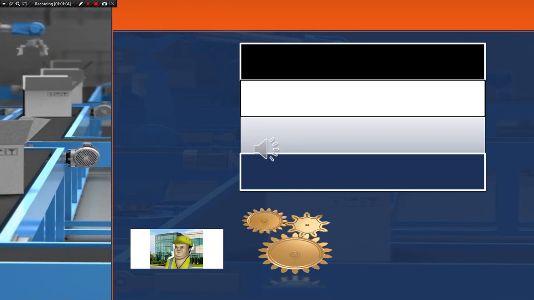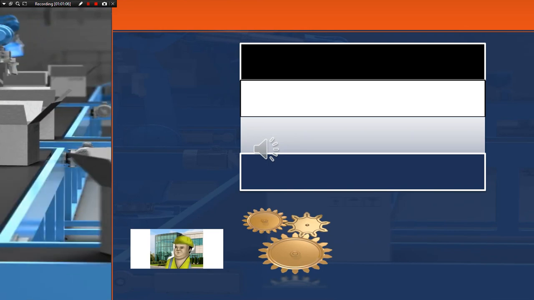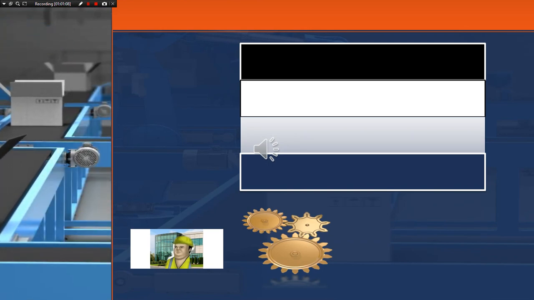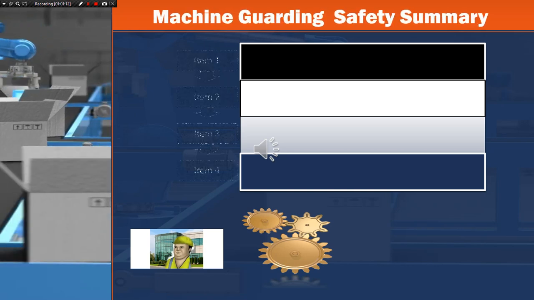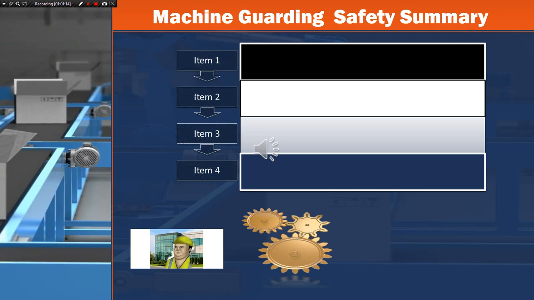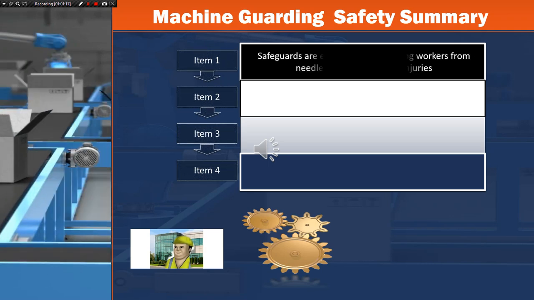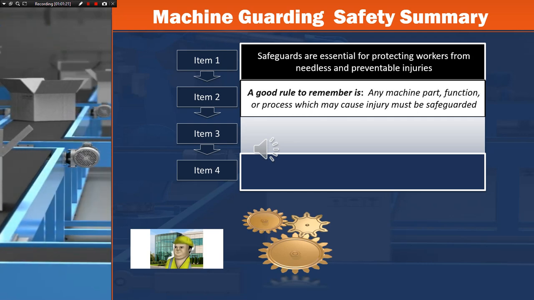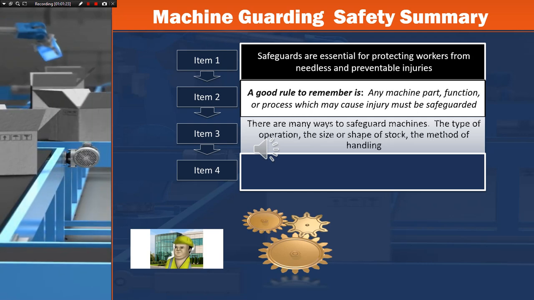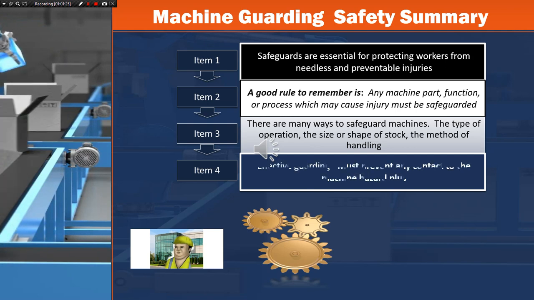Machine Guarding Safety Summary. Item 1. Safeguards are essential for protecting workers from needless and preventable injuries. Item 2. A good rule to remember is, any machine part, function, or process which may cause injury must be safeguarded. Item 3. There are many ways to safeguard machines, depending on the type of operation, the size or shape of stock, and the method of handling.